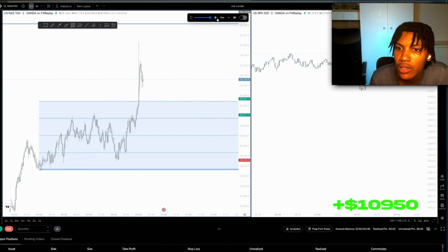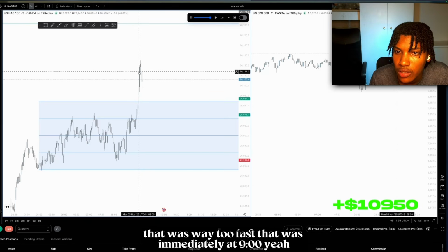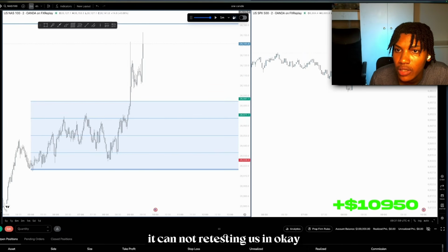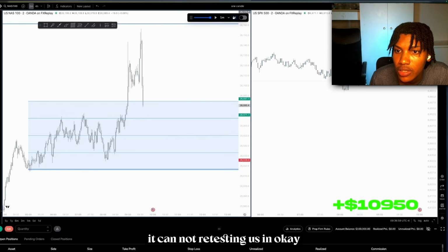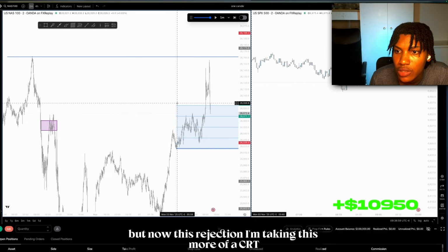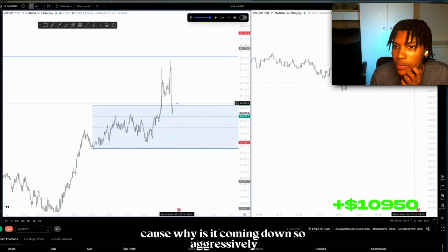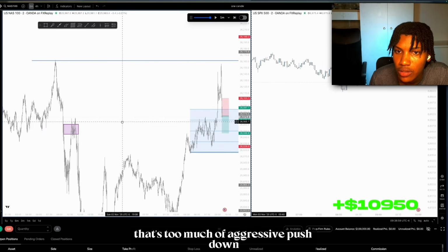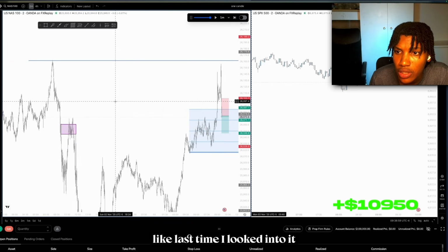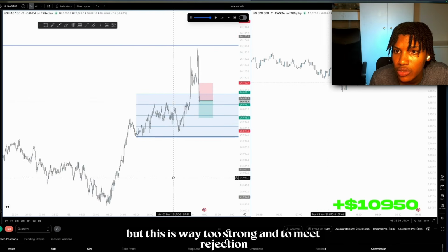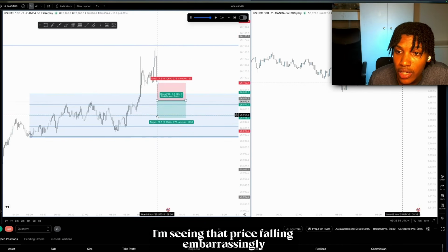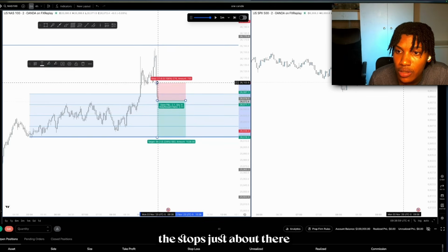All right. That was way too fast. That was immediately at 9 o'clock. Yeah. It needs to come back down and retest. Okay, yes, retest. But now this rejection, I'm taking this more of a CRT. Because why is it coming down so aggressively? I'm going to take this as a CRT, because that's too much of an aggressive push down. It was a bit more slow and controlled like last time, I'll look into it, but this is way too strong. And to meet rejection. So that's how we look at our bias, because right now I'm seeing that price fall in the bearishness. It stops just about there.